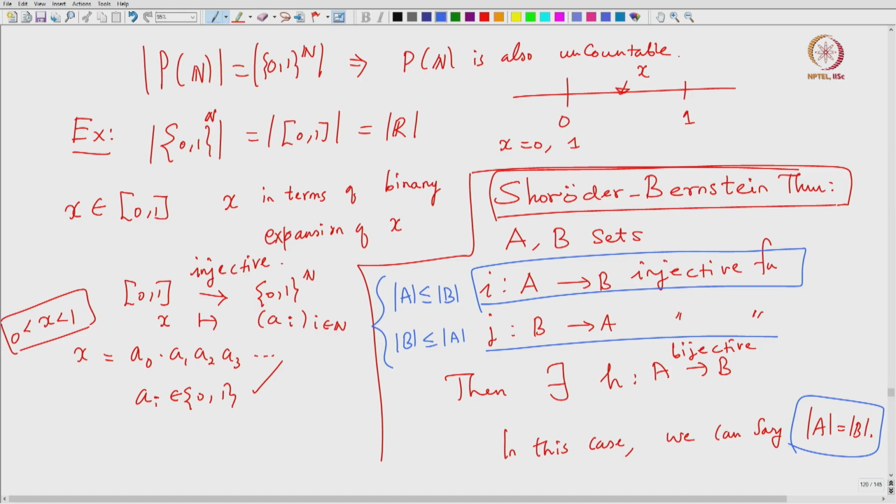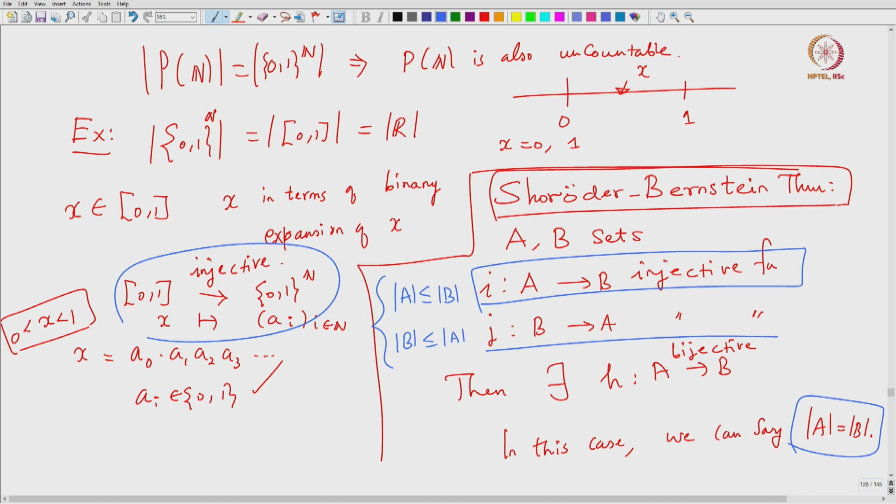So, here I have told you we have an injective function from [0,1] to [0,1]^n, and it is not difficult to come up with an injective function in the other way. So, then that would tell you that the cardinality of these two sets must be equal. Okay. So, this is the Schroder-Bernstein theorem.